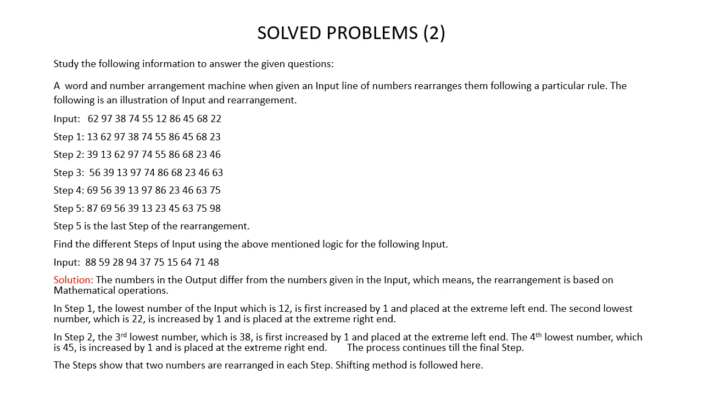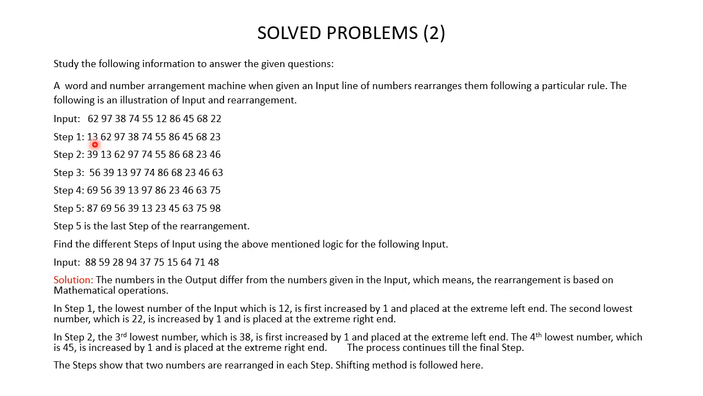Also, the steps show that shifting method is followed here at both the left end and the right end. We know that shifting method is being followed here because of these two reasons. The first reason is that once the numbers are placed at a particular position, they do not retain their positions till the end. The numbers keep getting shifted to the next position. The second reason is that the rearrangement of numbers is done in the reverse order as is given in the output.